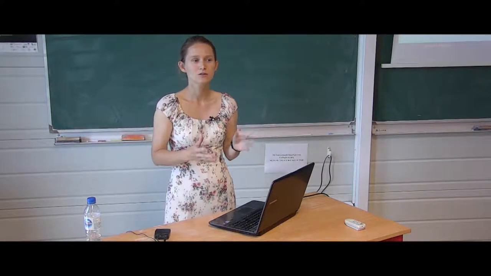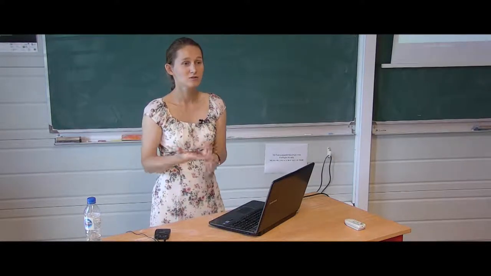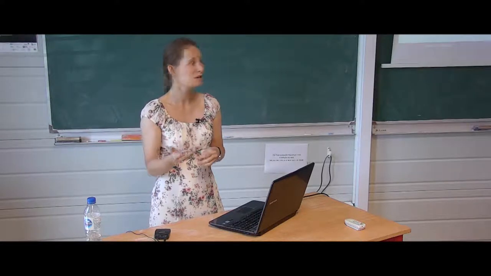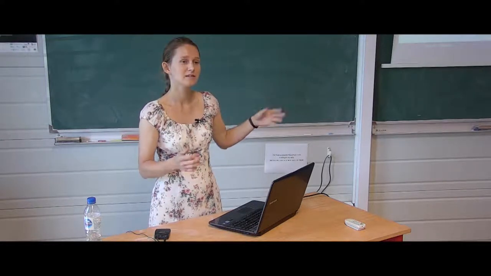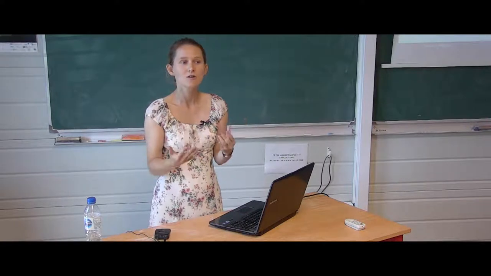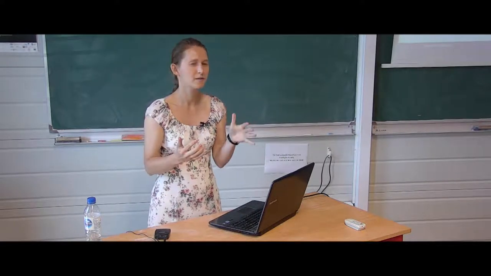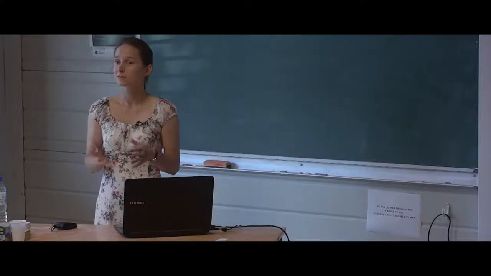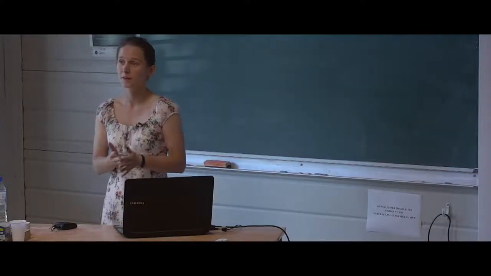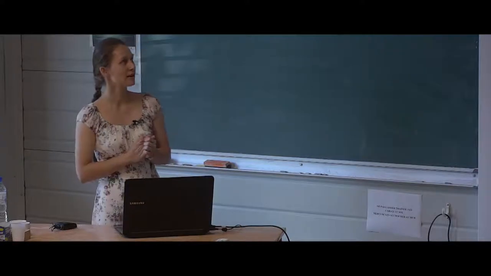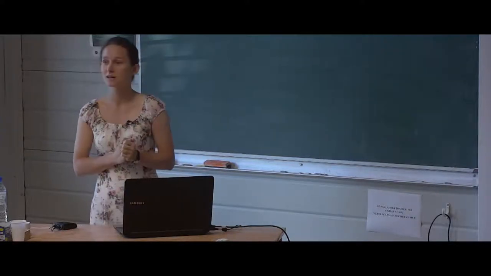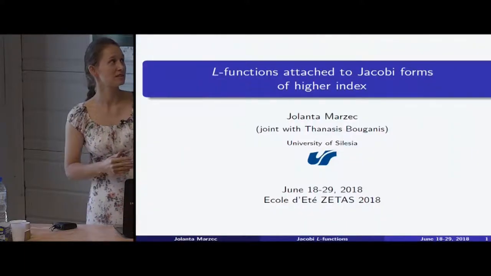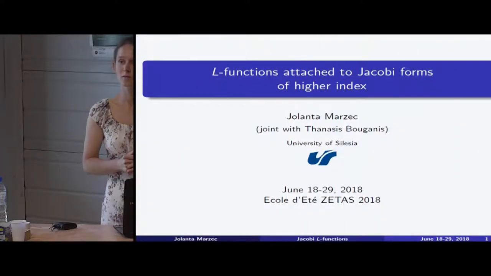Actually, during this talk, you will also see many notions that have already been introduced by Professor Boscherer. So you will find here many examples of the objects that you are probably a little bit familiar with now, but in the setting when the group G is a Jacobi group. Before I start, I should say that all the results presented here are the effect of joint work with Thanasis Bouganis from Durham University.